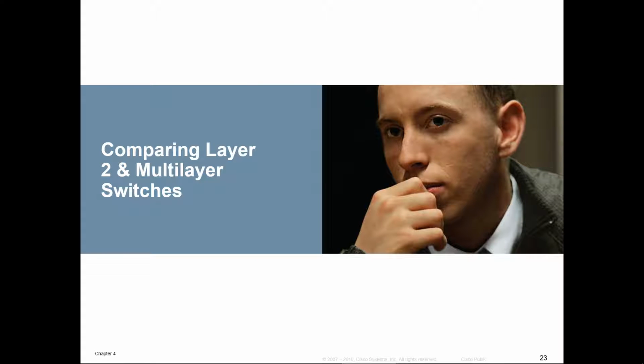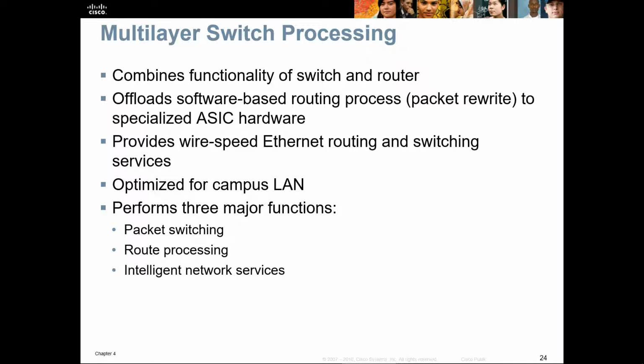So let's go ahead and move into our layer 2 and multi-layer switches. So, combines functionality of a switch and a router. That's going to be a multi-layer switch. Offload software-based routing processes, packet rewrites to specialized ASIC hardware. Provides wire speed Ethernet routing and switch services. Optimized for campus LANs. And performance. The three major performance areas: packet switching, route processing, intelligent network services.